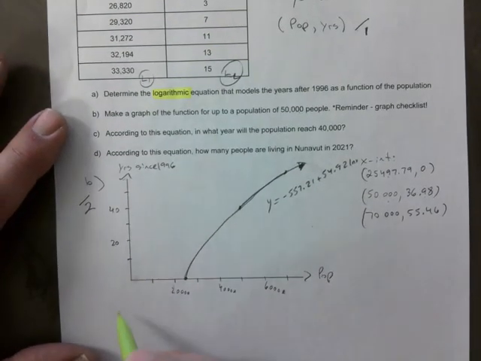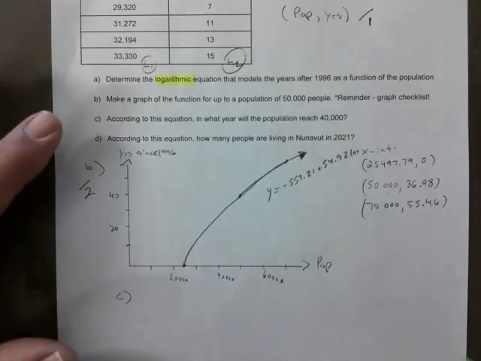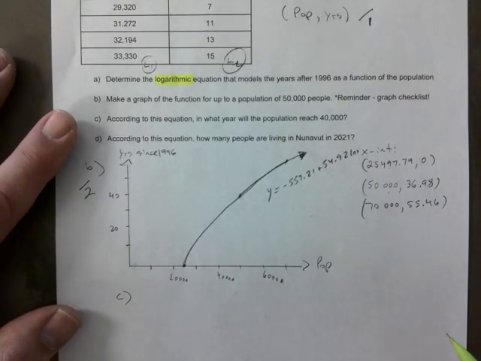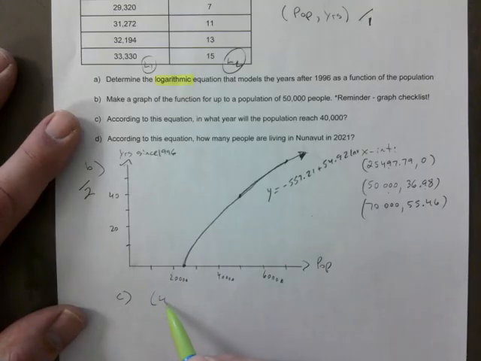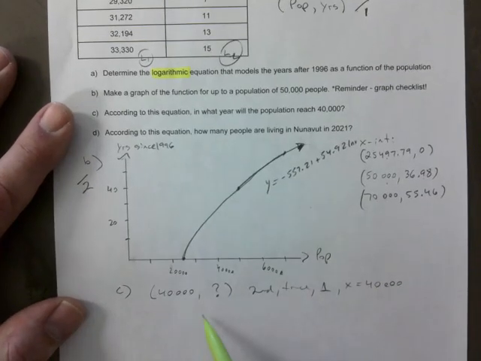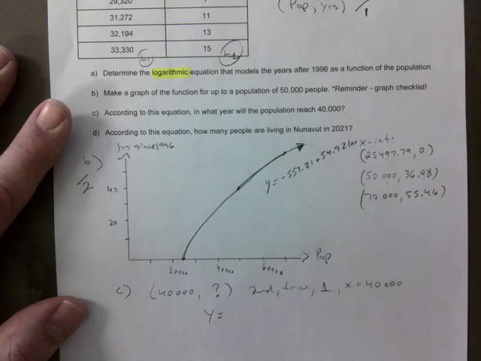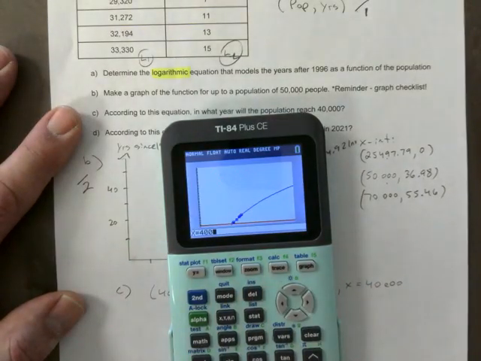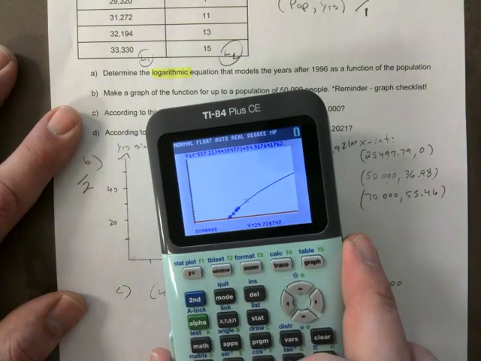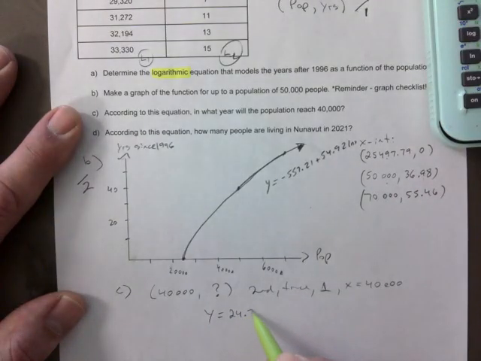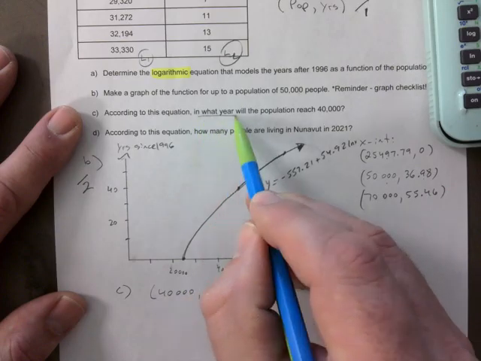C, according to this equation, in what year will the population reach 40,000? And you know that population is always first, so they're basically saying, hey, find this point right here where you know x is 40,000. So this is second trace, value, x is equal to 40,000, and y is, I didn't find that yet, I have my keys a little different because I changed it. 2473 is the answer I get, but it does ask in what year.